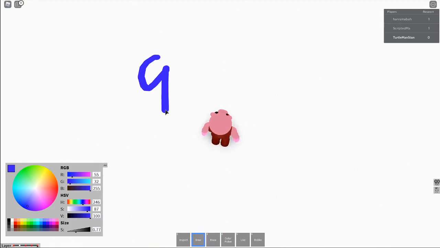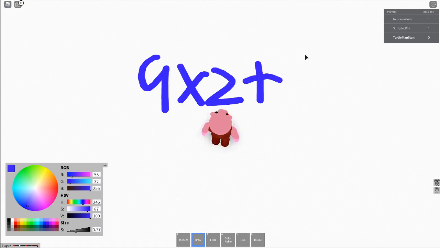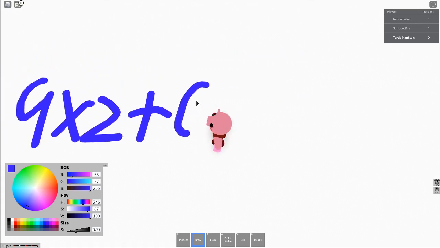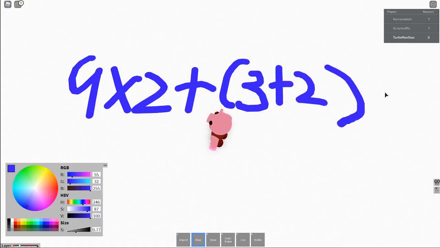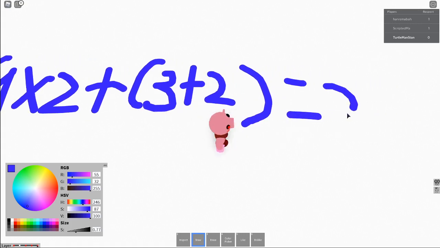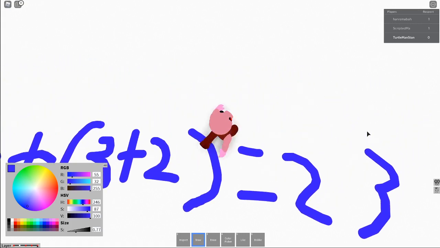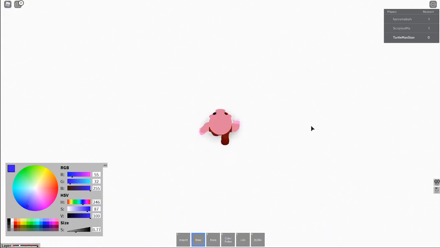So 9 times 2, which equals 18 obviously, but then we do plus. And then we have to do that just to get rid of that. And then we have to, you'll see later. Alright, so then 3 plus 2, and then we equal. So what do you think that equals? Great, 23. But now, we're gonna get a lot more confusing.